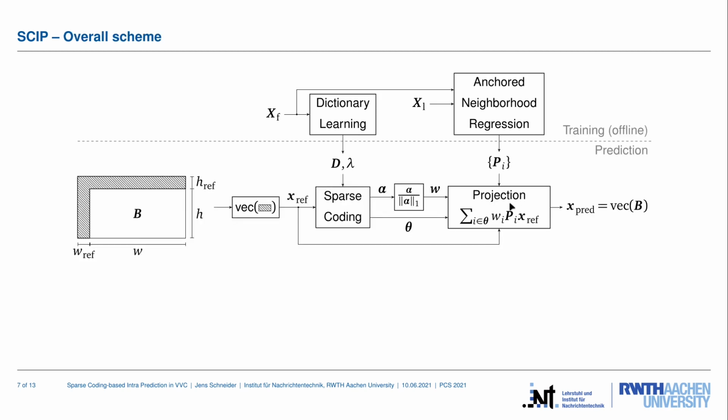Let's take another look at the entire scheme. You can see the training process, which is performed offline, in the upper part, and the prediction process in the lower part. The final question which needs to be answered is what needs to be transmitted to the decoder side in this scheme. And this is only a single flag indicating whether this method should be used or not. We can infer the weights W and the active set theta from the sparse codes found in the reference area. Therefore, there is no need to transmit the weights. The only thing is to indicate that this method should be applied.